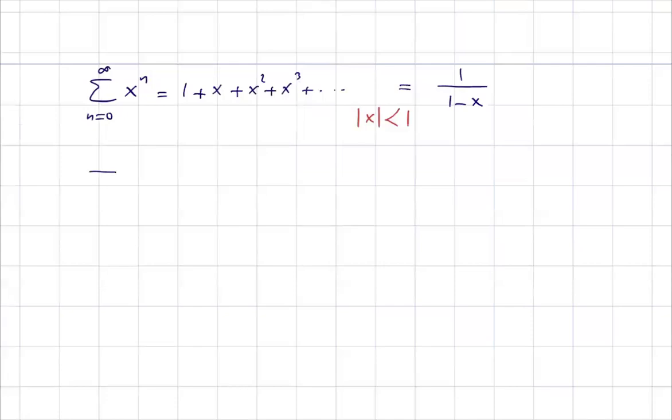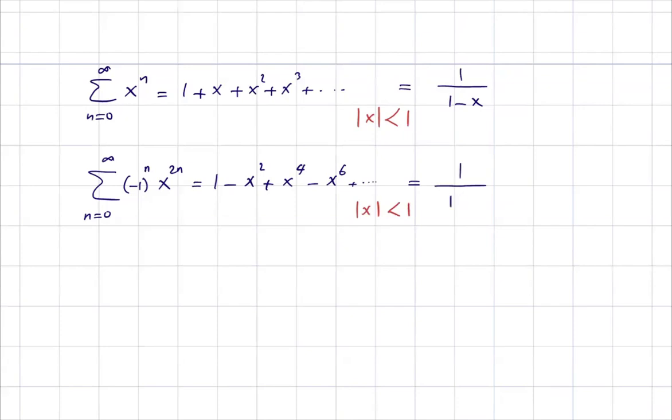We also saw that the summation of negative 1 to power n, x to power 2n, starting from 0 to infinity, which is equal to 1 minus x squared plus x to the fourth minus x to the sixth plus the rest of the terms, as long as the absolute value of x is less than 1, is equal to 1 divided by 1 plus x squared, all using algebra and this geometric series.